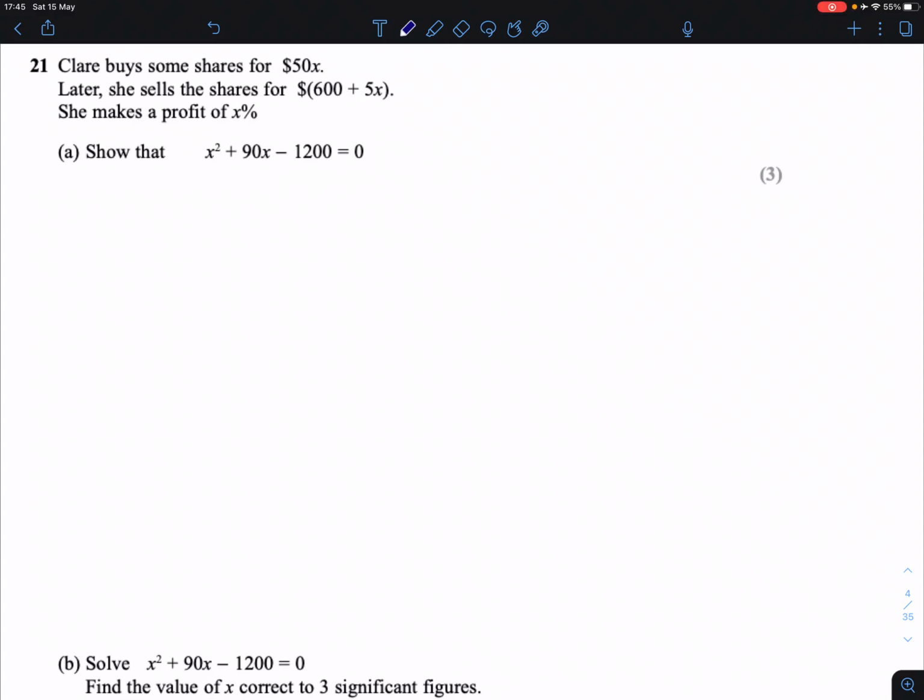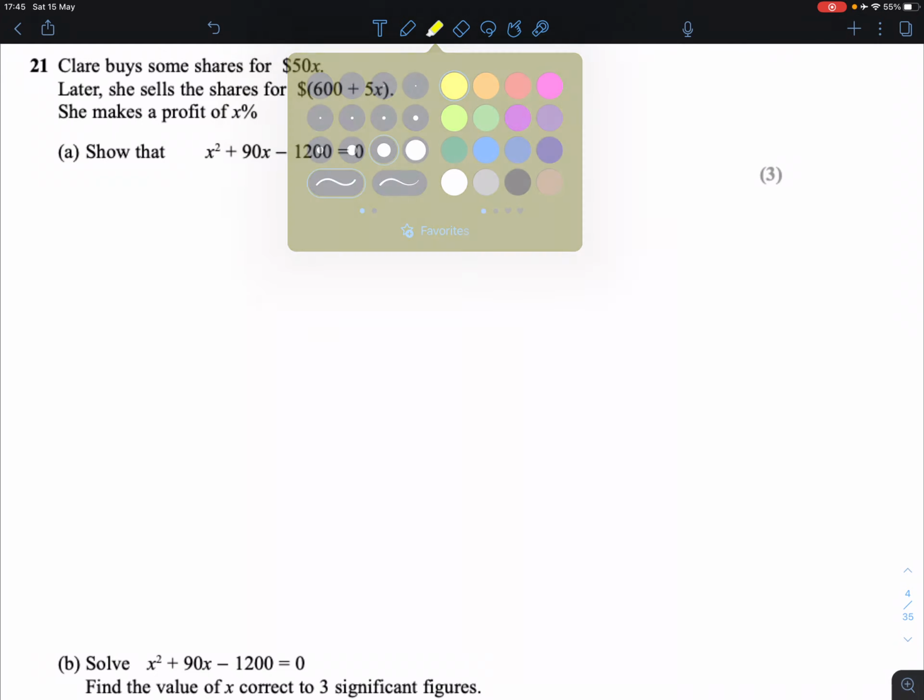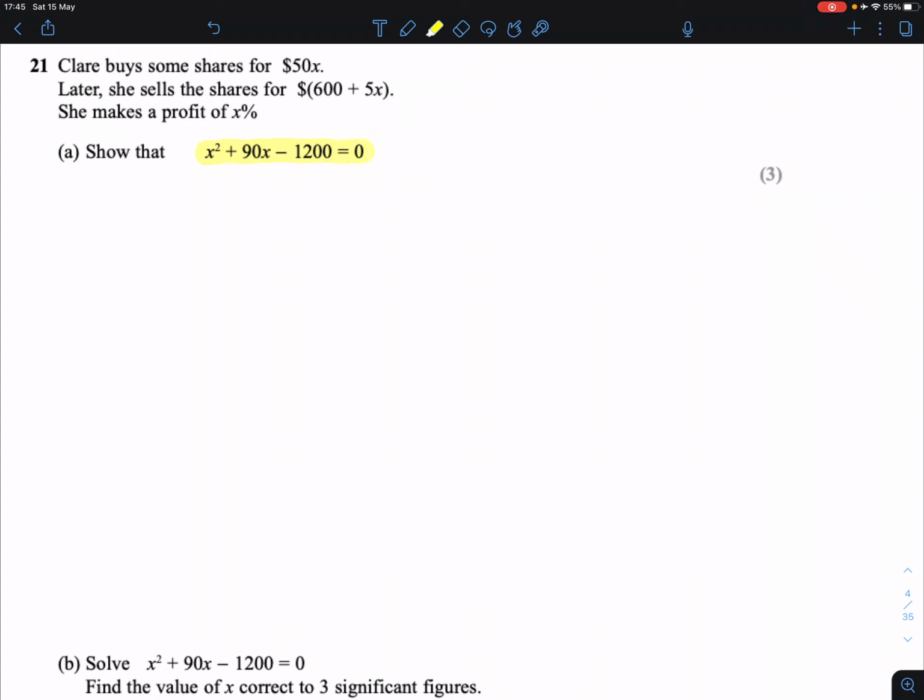Question 21. Claire buys some shares for $50x. Later she sells the shares for 600 plus 5x dollars and she makes a profit of x%. Show that x squared plus 90x minus 1200 equals 0.